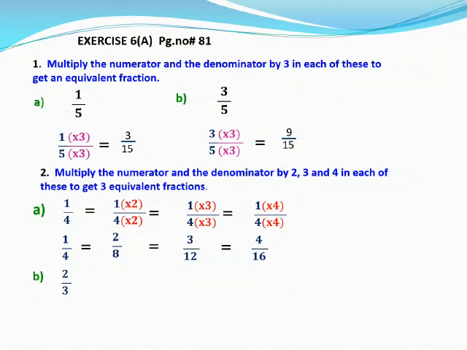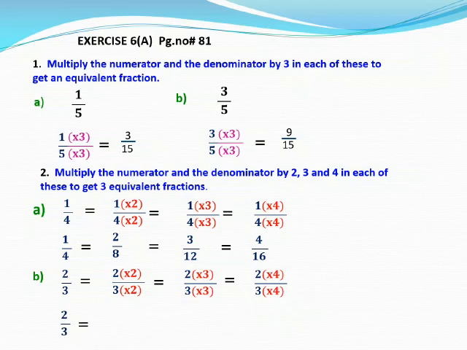Next question is 2 by 3. Here also we have to multiply numerator and denominator by 2, by 3 and by 4. Okay. First multiply by 2, then multiply by 3, then multiply by 4. 2 into 4, 3 into 4. Let us see what is the answer.